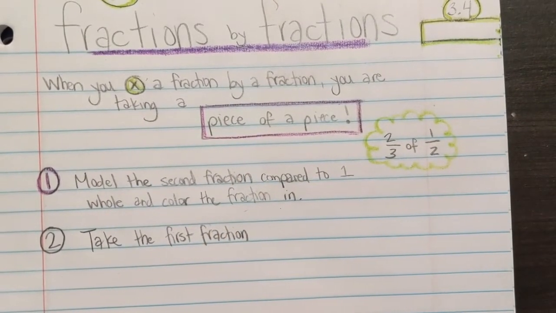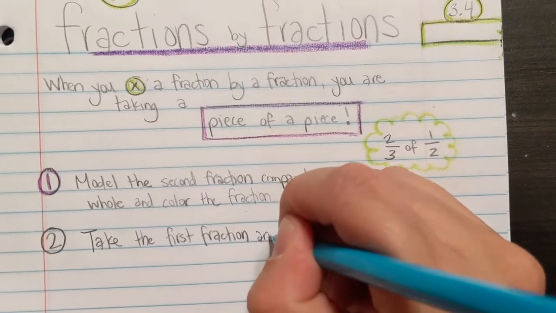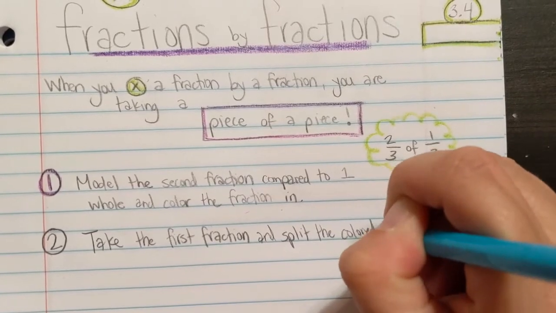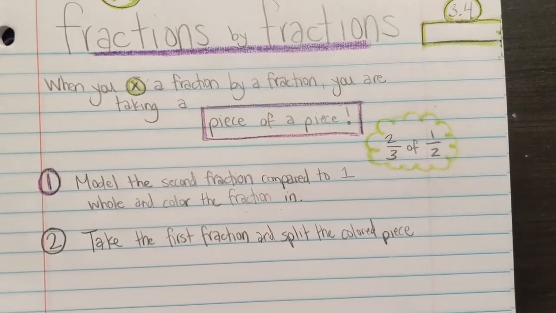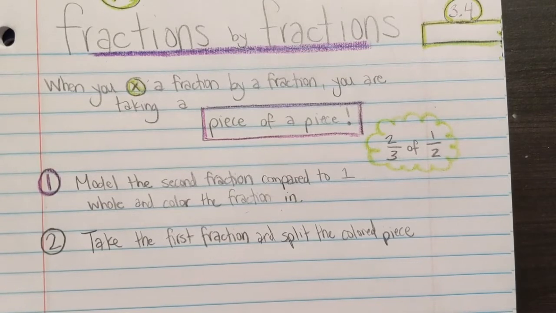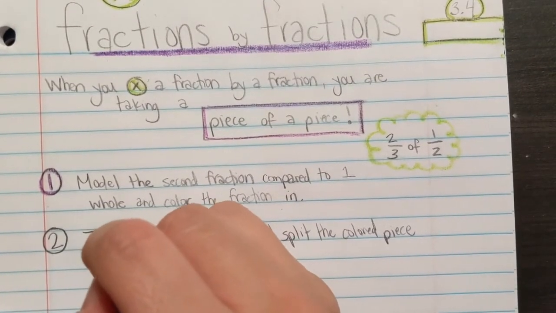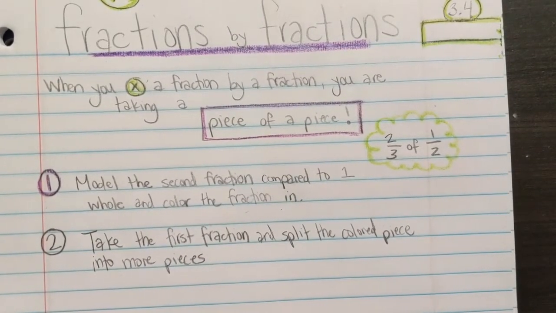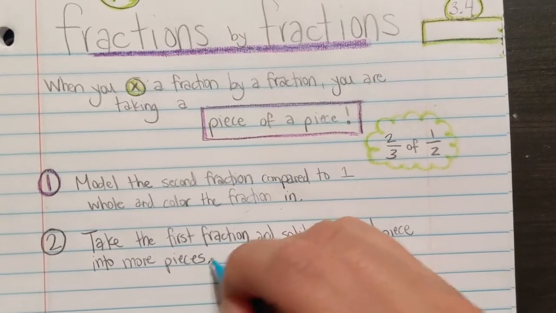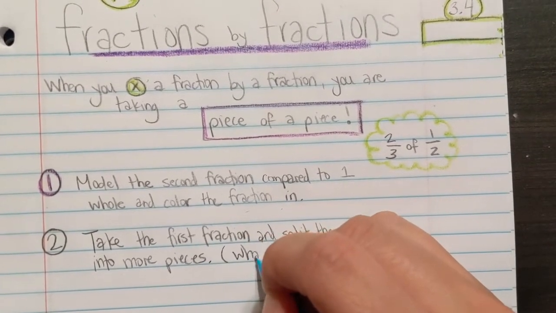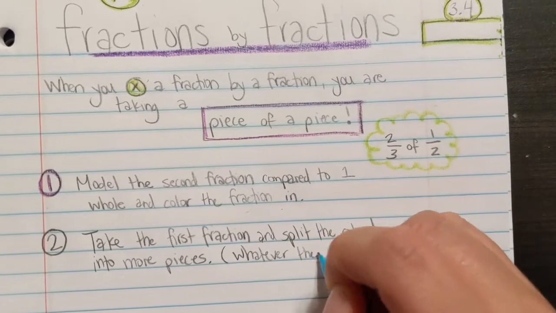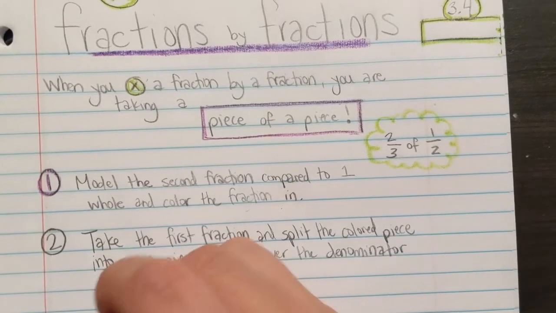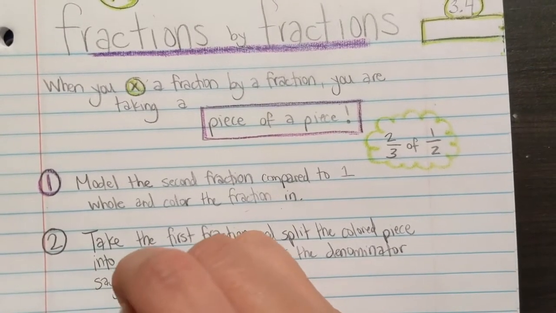Take the first fraction and split the colored piece into more pieces. And you're going to do that with whatever the denominator says. So let's put that in parentheses: whatever the denominator says. Close the parentheses.